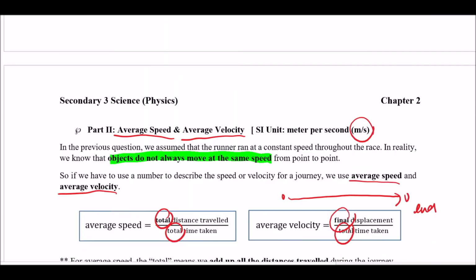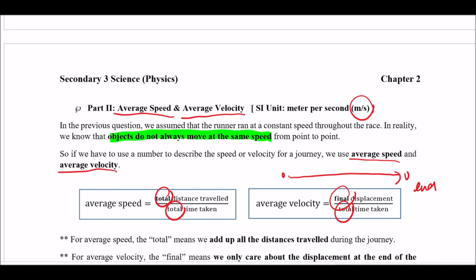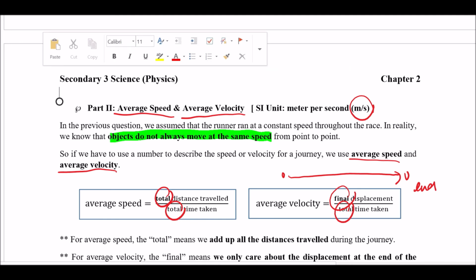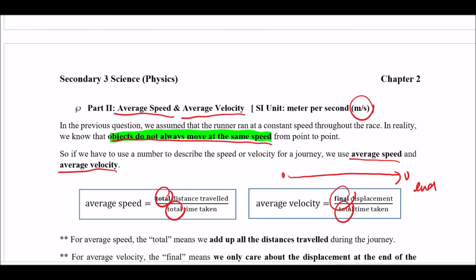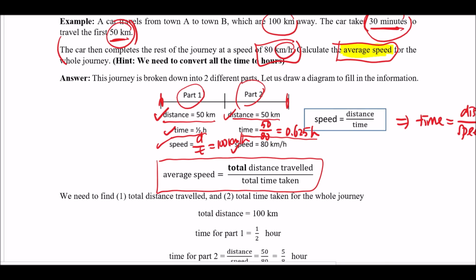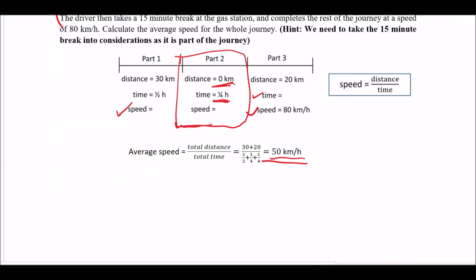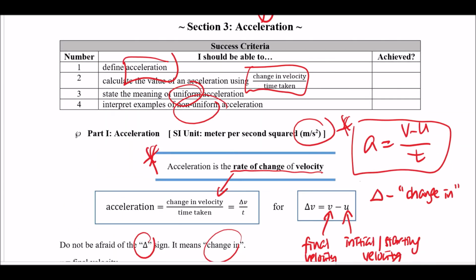Then we also talked about average speed and average velocity. Remember that we need this idea because objects don't always move at the same speed throughout the journey from point to point. So no choice, if you want to describe a so-called speed for a journey, we have to use average speed and average velocity. So this is the type of typical question that they will use. Remember to draw this diagram to separate the journey into part 1 and part 2, and then fill in the information.